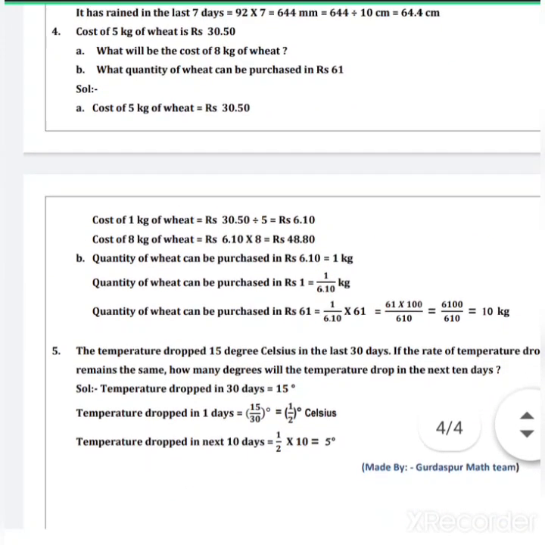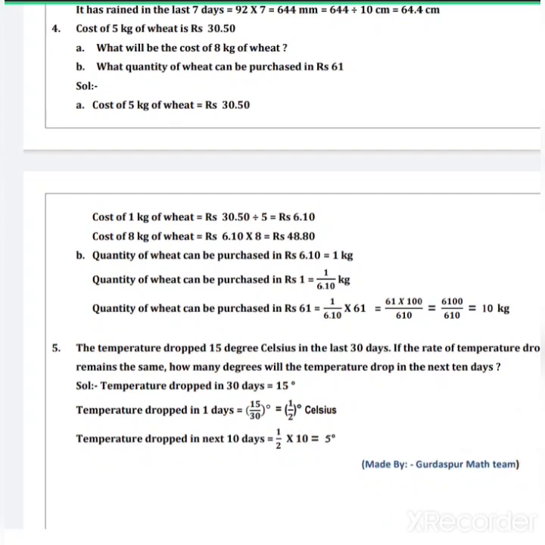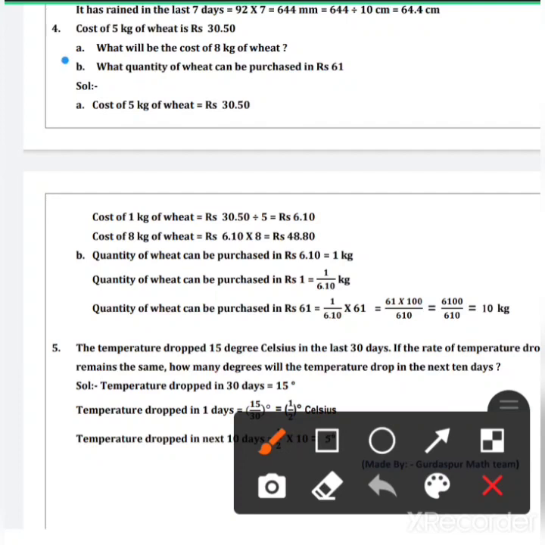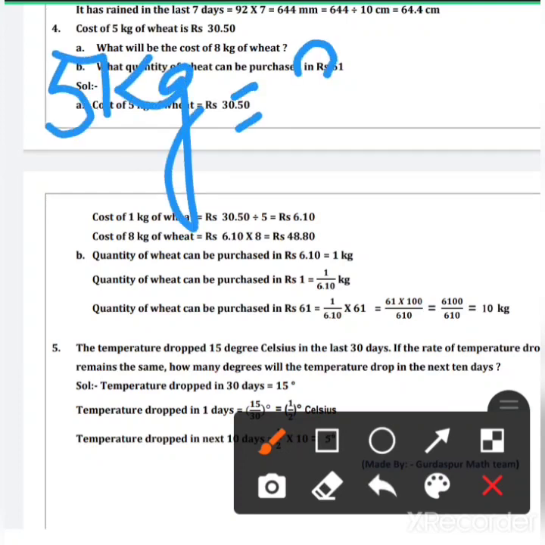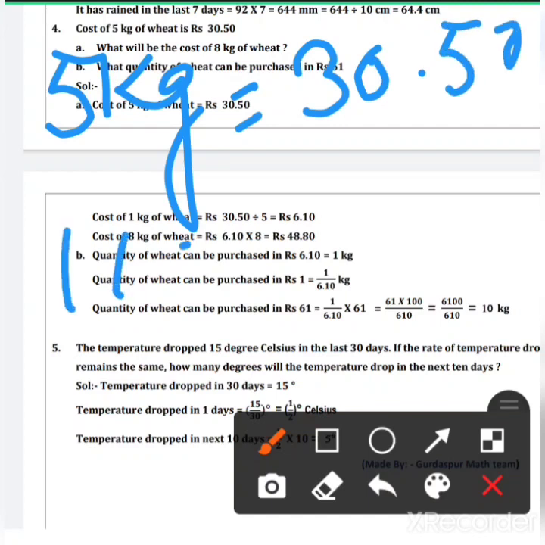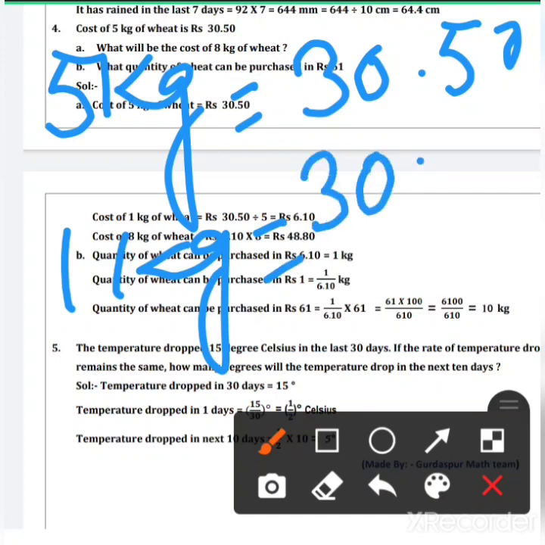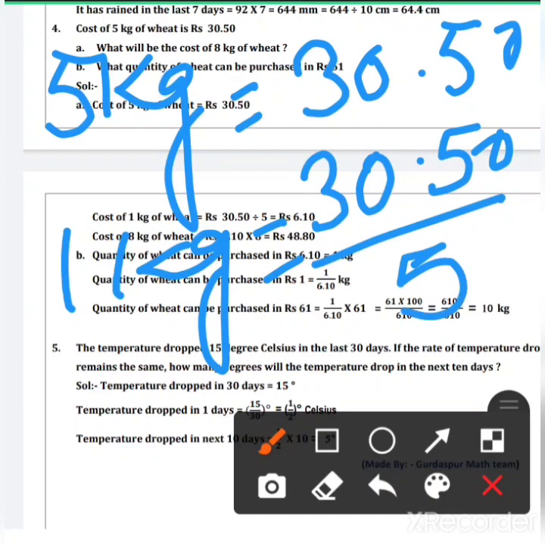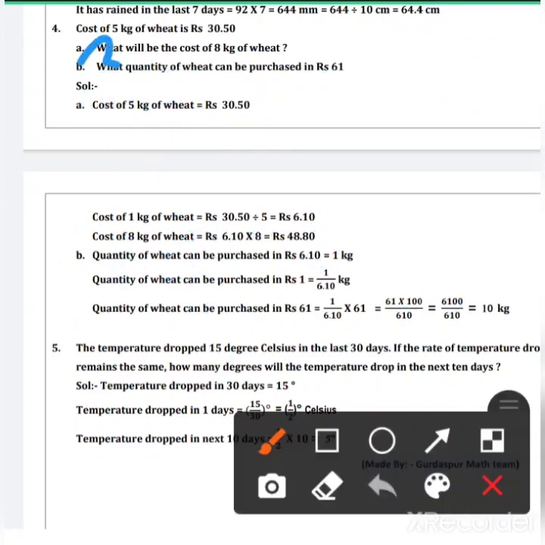Similarly, in question number 4, the cost of 5 kg of wheat is rupees 30.50. 5 kg of wheat costs rupees 30.50. First find the cost of 1 kg of wheat, that is 30.50 divided by 5. Now divide 30.50 by 5.